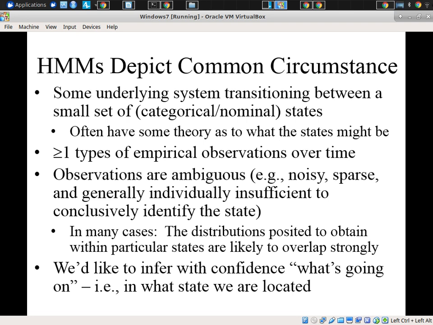We're going to have one or more types of empirical observations over time. And we'll have a time series, perhaps regular, perhaps irregular, of time-specific observations, okay? The observations are individually ambiguous, noisy, sparse, often insufficient to conclusively identify the state by themselves. And typically, there's going to be a distribution of possibilities for different states. For example, if I'm standing here, maybe measuring my accelerometry levels, we'd see a modest level of accelerometry associated with my swaying and so on. If I were sitting, I might see a somewhat different level as I swivel in my chair across my legs.